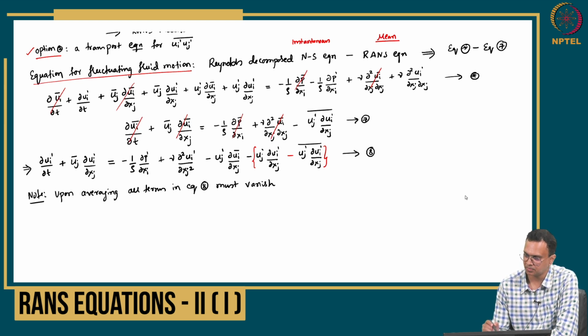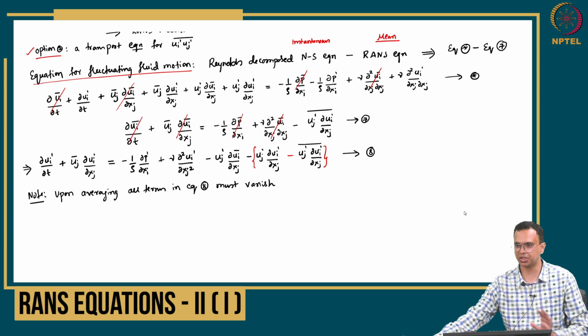And the last term, if I average this, is it 0? That is not 0, right? If I average the bracketed term, the first term in that part is not 0, because it is a correlation term. But the second one inside the bracket is the Reynolds stresses. So it is Reynolds stresses minus Reynolds stresses, it goes to 0. So all terms must vanish if you have derived the equation right. Okay, that's an easy way of checking. So we have an equation 8.